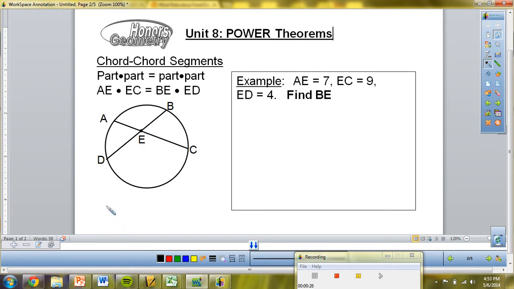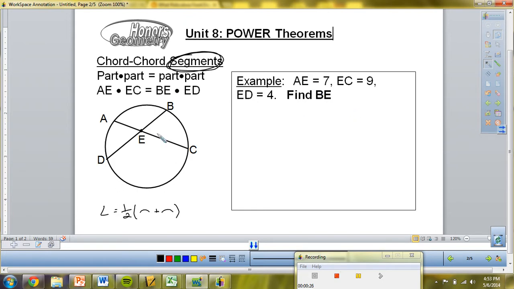A quick review for our angles and arcs, we learned that the angle is 1/2, and here we add our two arcs that the lines created. But we're not dealing with angles and arcs, we want to find segment measures. So we're going to call this a chord-chord segment, because this is a chord intersecting with a chord inside the circle. So first, let's fill in the information on our diagram.